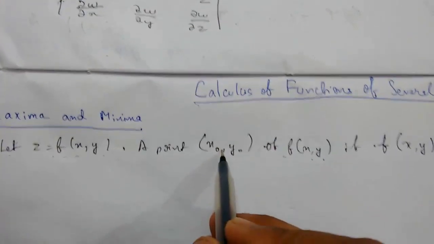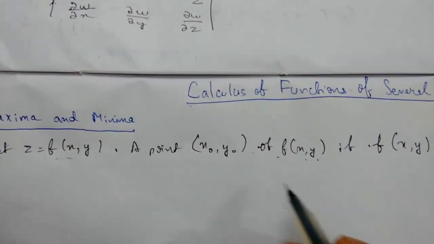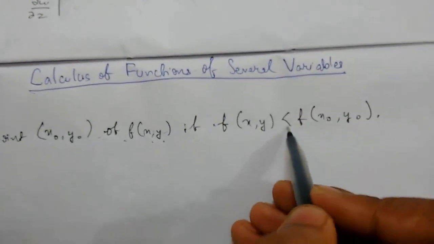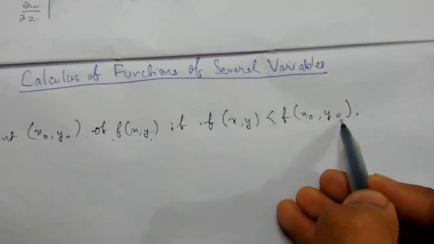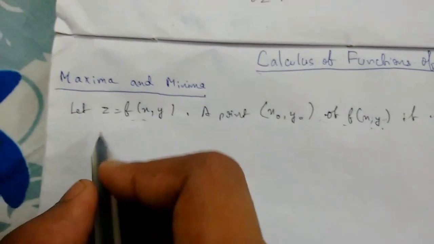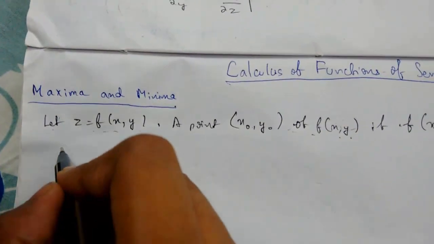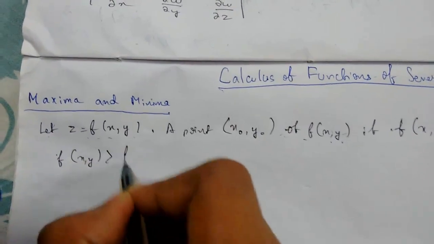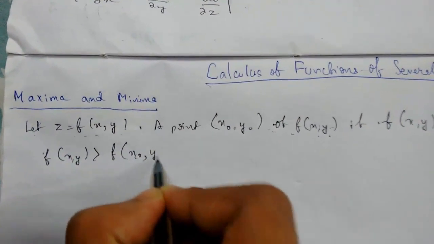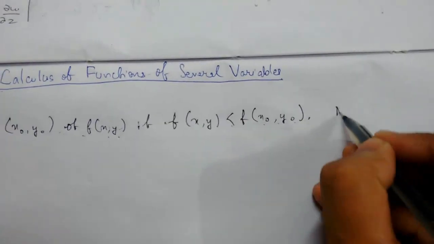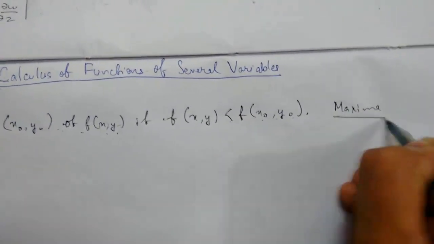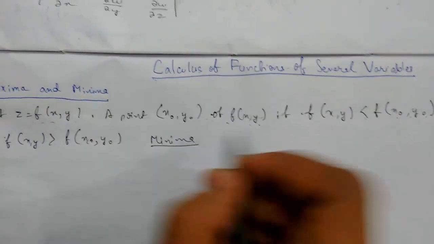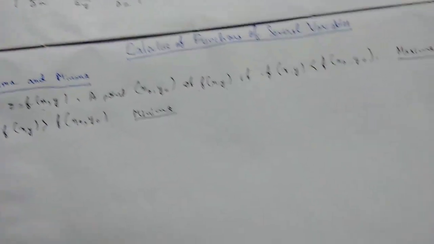A point (x0, y0) is called a maxima of f(x, y) if f(x, y) is less than f(x0, y0). So this is the condition for maxima, and for minima, f(x, y) must be greater than f(x0, y0). So this was for maxima and this was for minima. This is just the basic definition for maxima or minima.